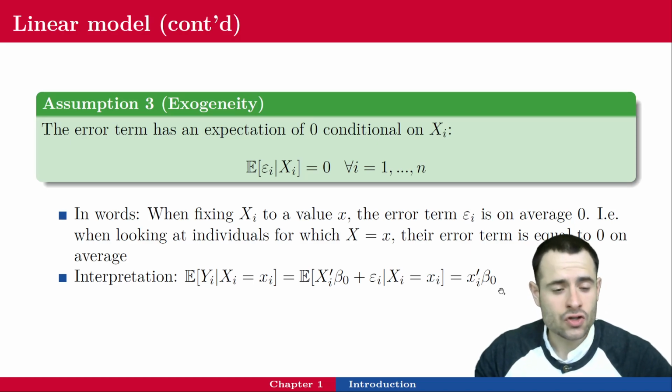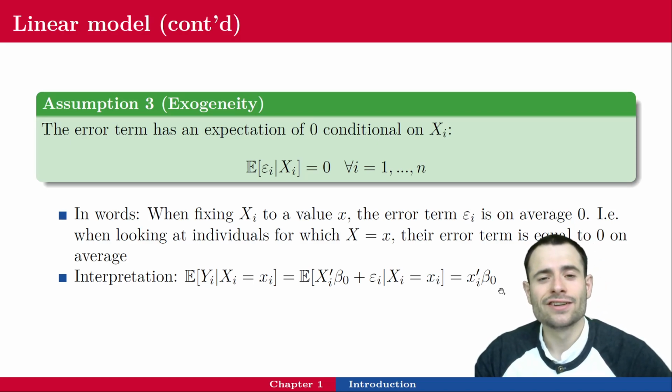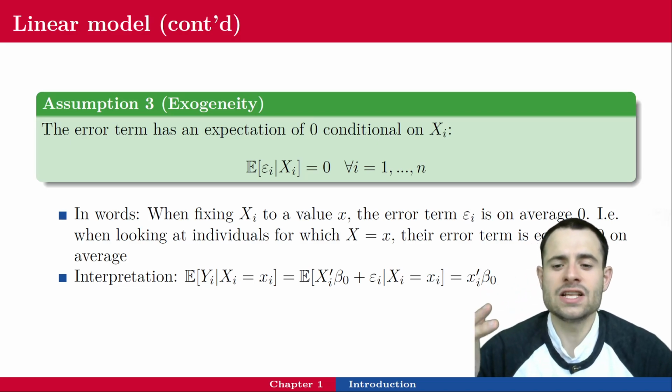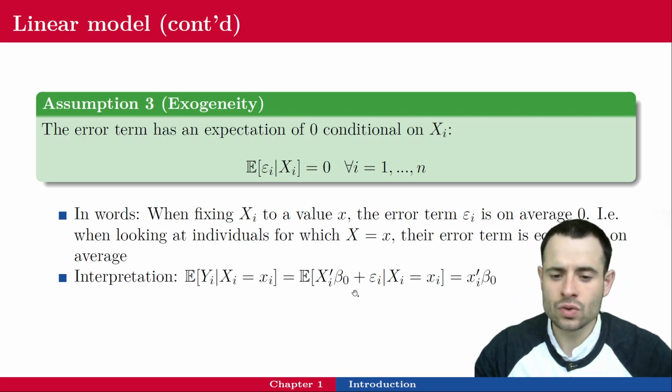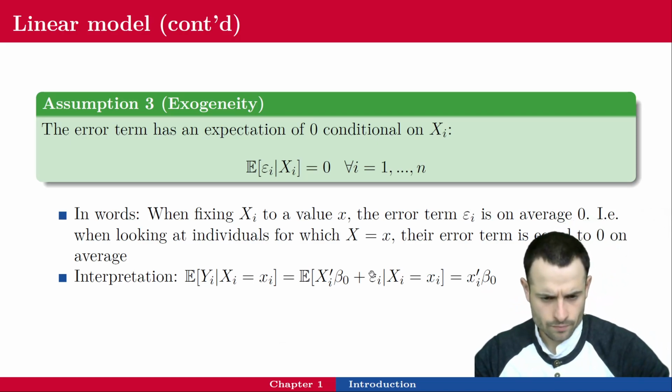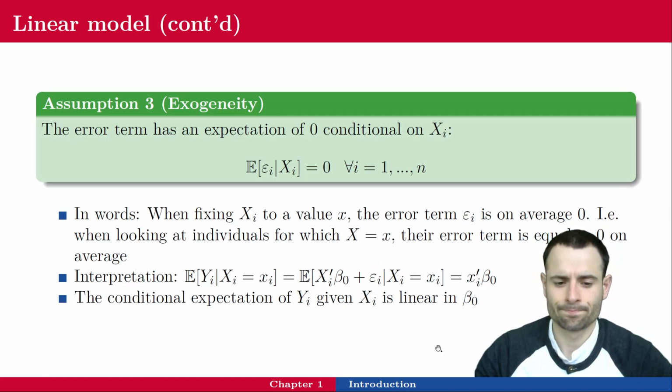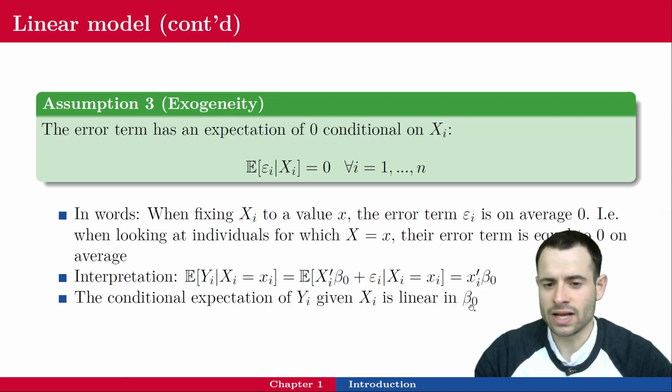Does it make sense? So again, this is saying that on average, we are not making any mistake. Neat. This is the consequence of assumptions 1, 2, and 3. You might not realize, but in this computation, I also use, do I use? No, actually I don't even use assumption 2. Assumption 2 will be used later. And so again, the conditional expectation of yi given xi is linear in beta 0.